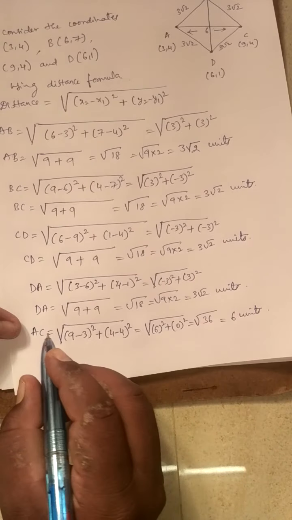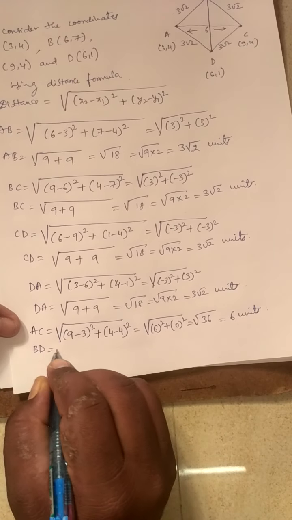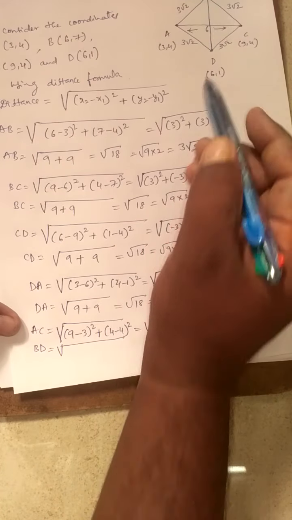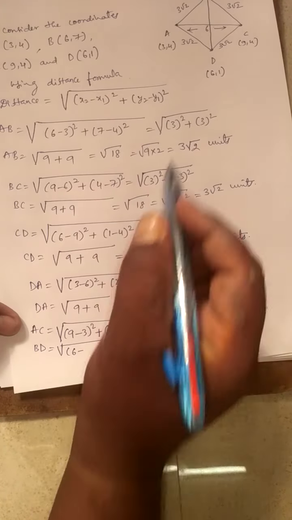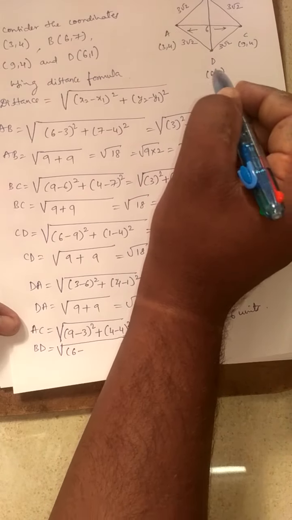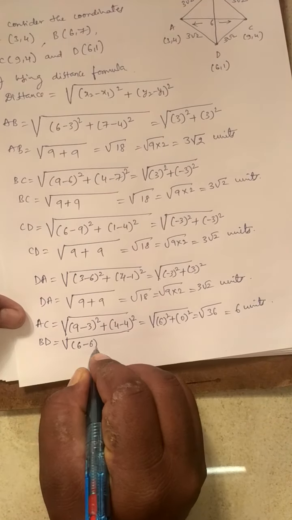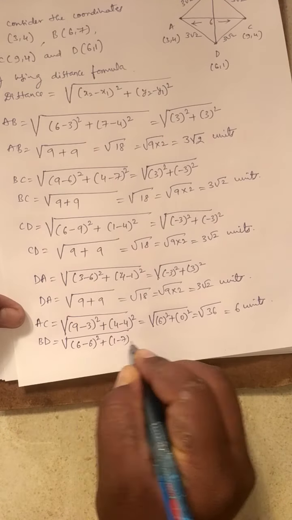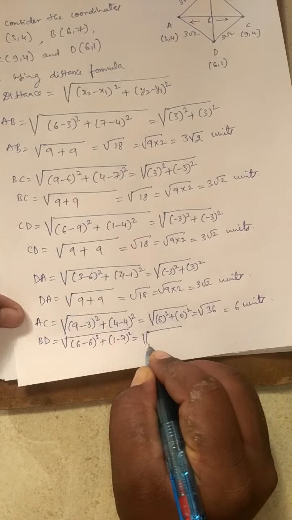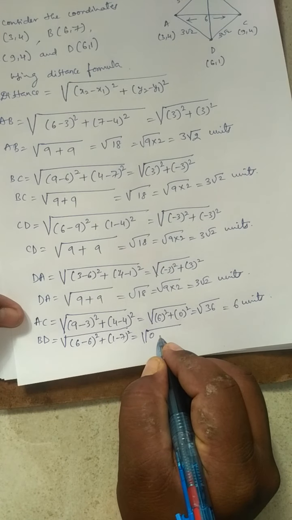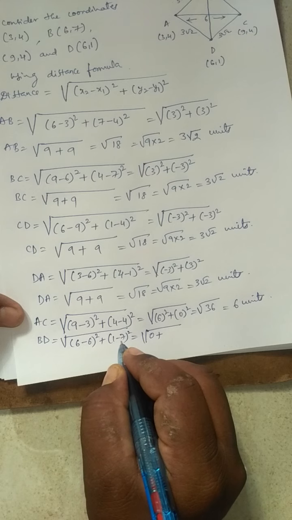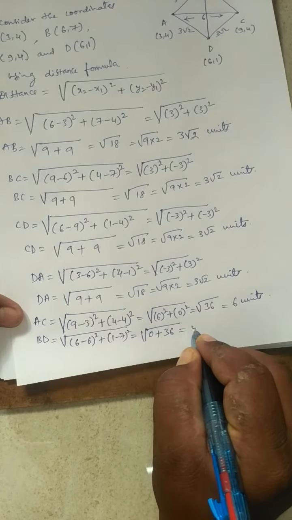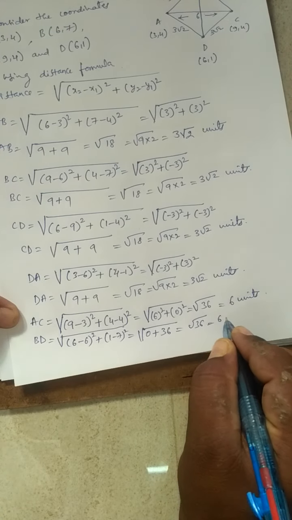Now we have to find out BD. Here again, this is x1 y1, this is x2 y2. What do you have to write? x2 minus x1, 6 minus 6, whole square, plus 1 minus 7, whole square. This is equal to 6 minus 6 is 0 square, 0 square is 0 only, plus 1 minus 7 is minus 6. Minus 6 square is 36. So this is also root 36, which is equal to 6 units.